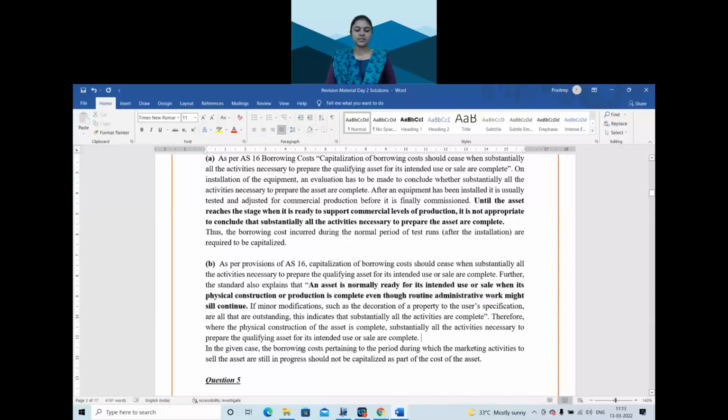In the given case, the borrowing costs pertaining to the period during which marketing activities to sell the asset are still in progress should not be capitalized as a part of the asset. Right? So this summarizes question number 1. Please note the hints which are relevant.